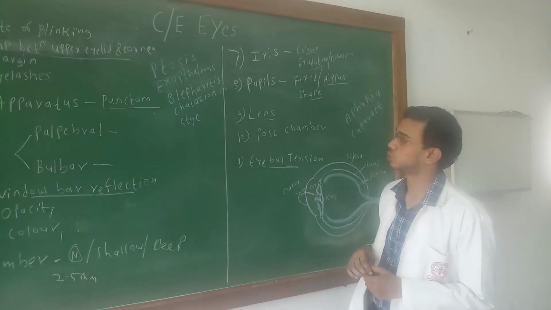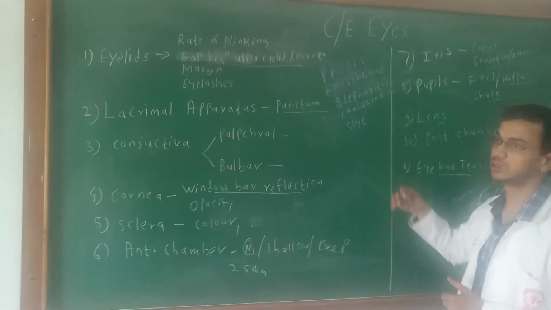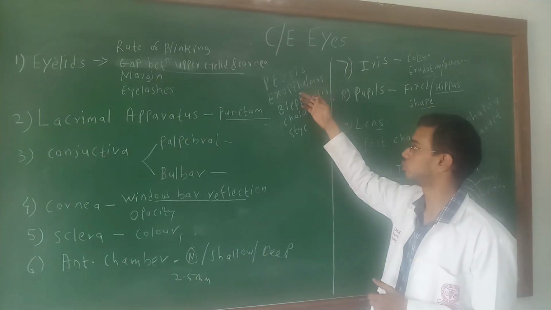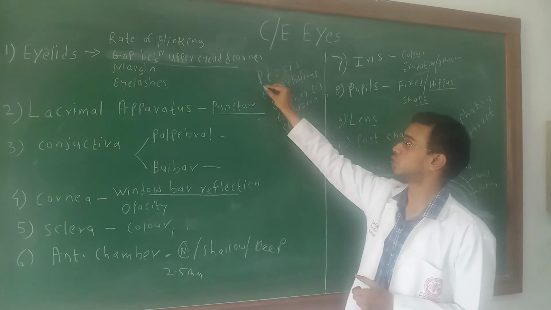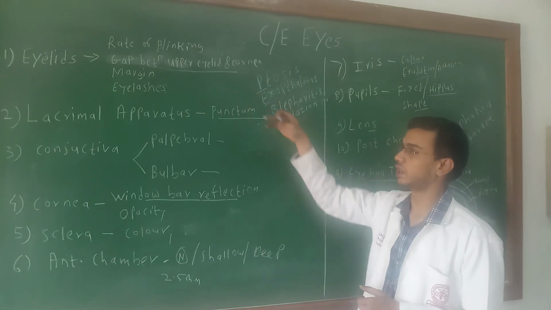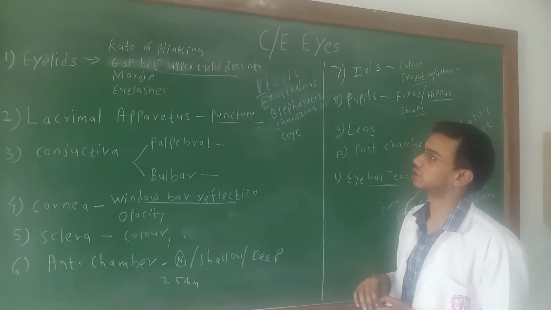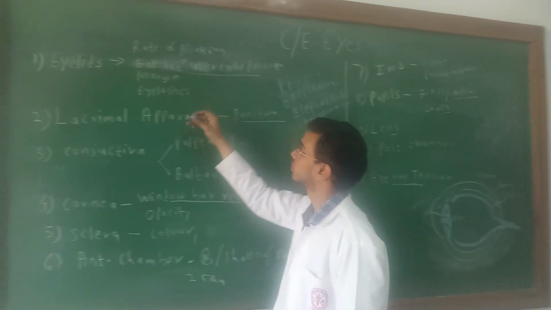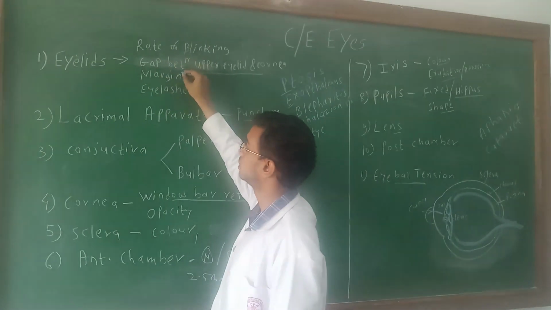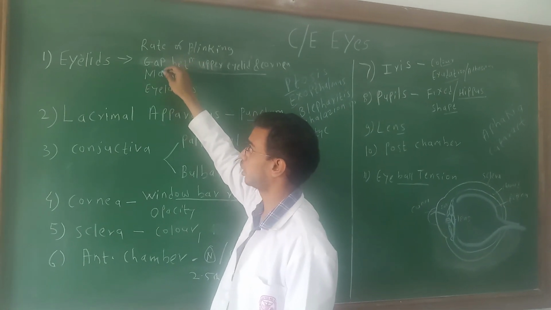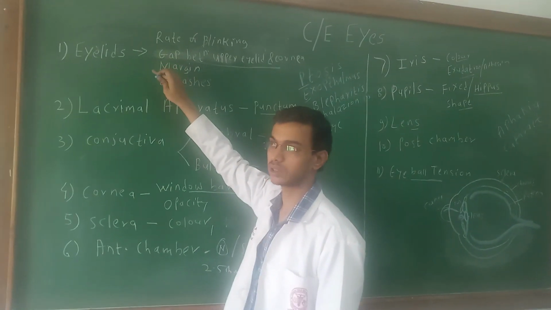We have to observe whether the patient is having ptosis or exophthalmos. I will tell what is meant by ptosis and exophthalmos in the eyelids. So let us start with the first, the eyelid. There are two eyelids for each eye, the upper eyelid and the lower eyelid.